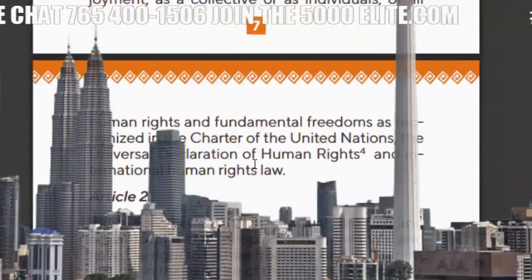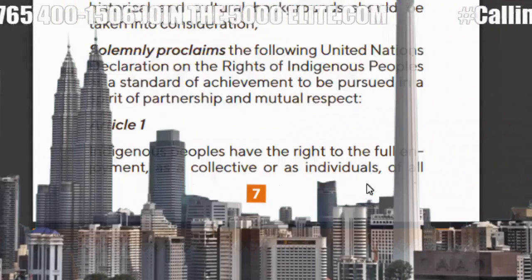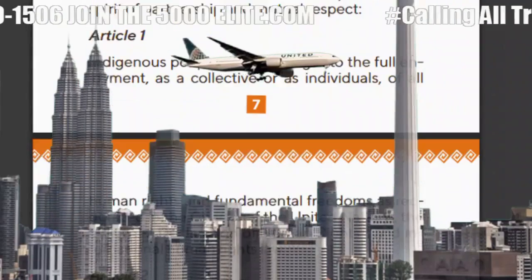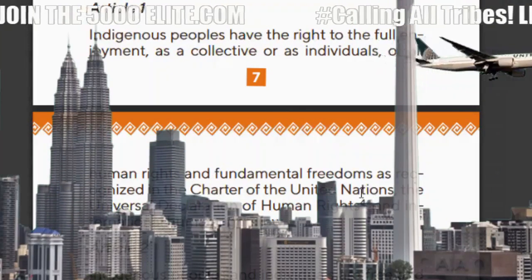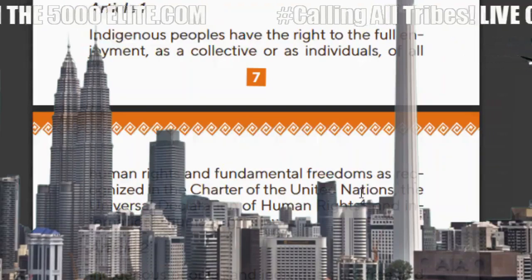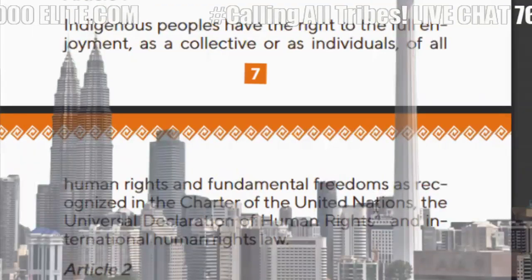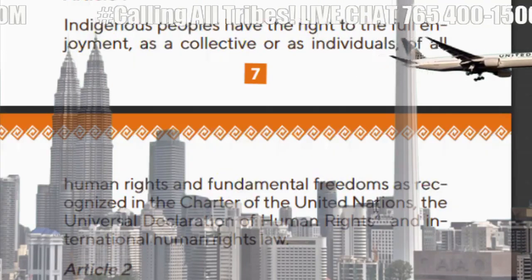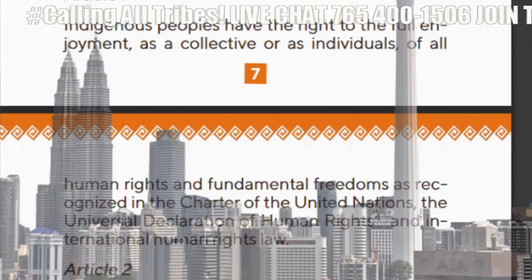So check this out. Our people have the right to the full enjoyment, as a collective or as individuals, of all human rights and fundamental freedoms as recognized in the Charter of the United Nations. We read that in the other joint. So it's recognized in the Charter of the OAS and in the Charter of the United Nations. You got the double whammy right here, and the trifecta right inside the Constitution itself. So this is a lot of firepower right here, so to speak, where any old body can't just go tossing this around.